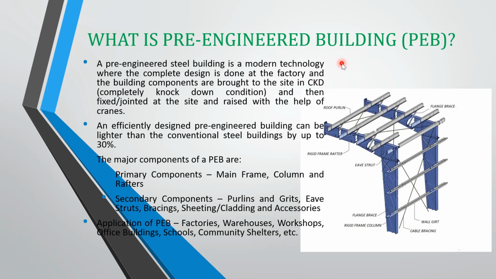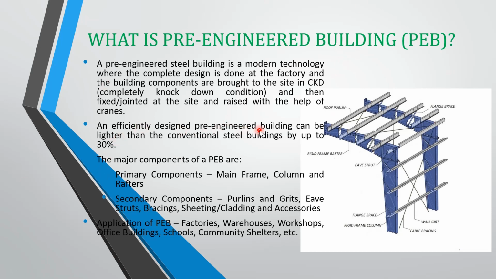If we take any RCC structure, for example, while building those structures, what we bring to the site are only the basic materials. For example, we bring cement, fine aggregates, coarse aggregates, water to the site, and then those are mixed, placed, and compacted using some proper techniques in the site itself. But in case of our pre-engineered building, all the required components are manufactured at the factory itself, and they are brought to the site and then fixed or jointed at the site only.